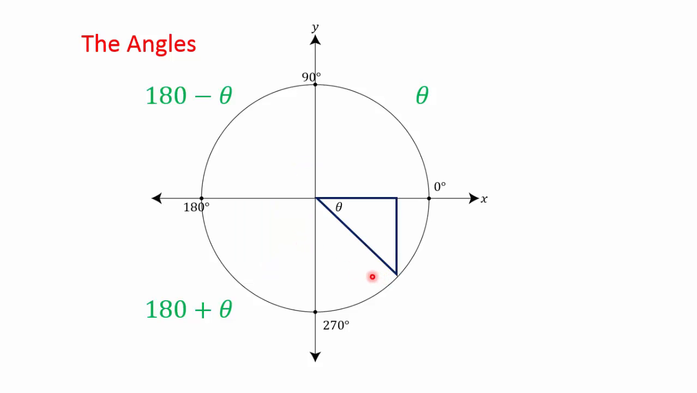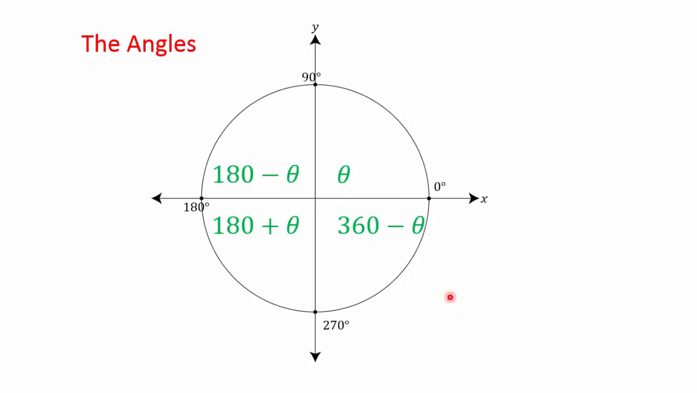And finally, in the fourth quadrant, if we want to measure from the x-axis, we do 360 minus theta. So I go 360 degrees all the way around, but then I go back theta so that I arrive at my destination. So what does that mean?